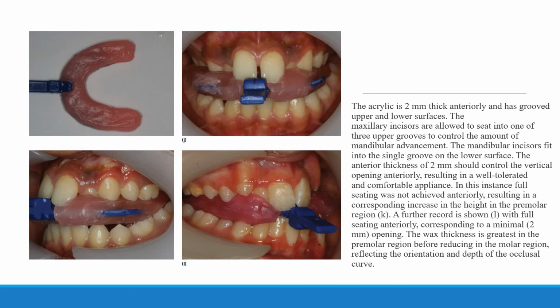The anterior thickness of 2 mm should control the vertical opening anteriorly, resulting in a well-tolerated and comfortable appliance. In this instance, full sitting was not achieved anteriorly, resulting in a corresponding increase in the height in the premolar region. A further record is shown with full sitting anteriorly, corresponding to a minimal opening. The wax thickness is greatest in the premolar region before reducing in the molar region, reflecting the orientation and depth of the occlusal curve.